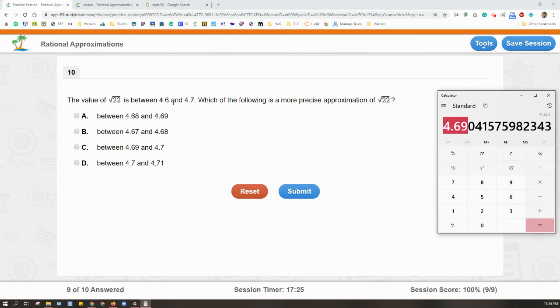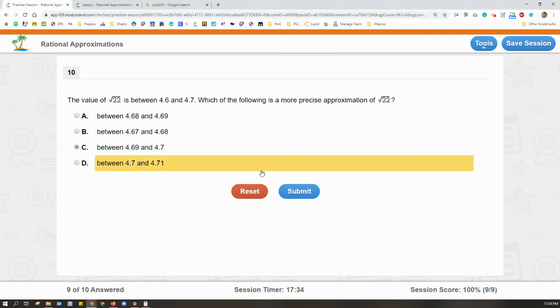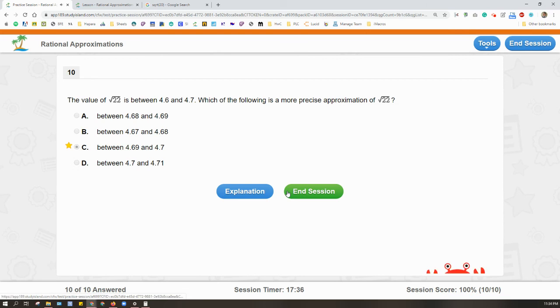Let's see what we have here. It's more than 4.69, but it's less than 4.7. Which one of these says that it's between 4.69 and 4.7? Right there. So that's it. Not too hard. Use your calculator. You can lean on it.